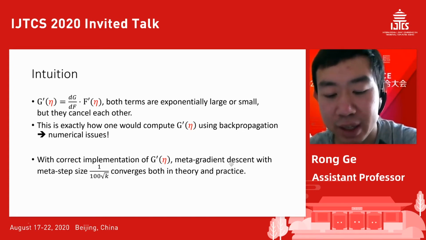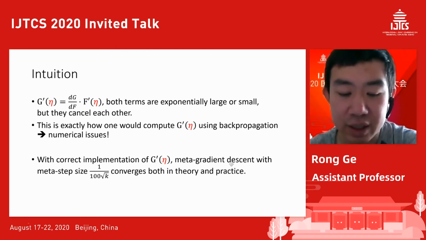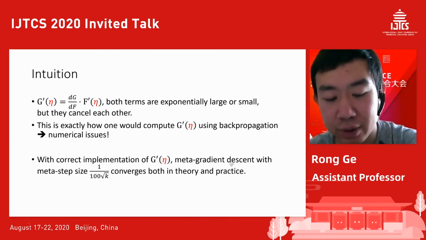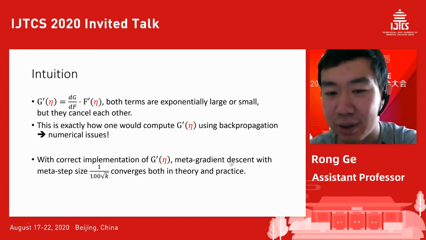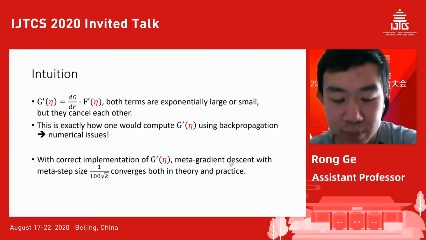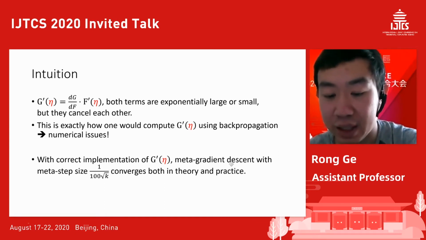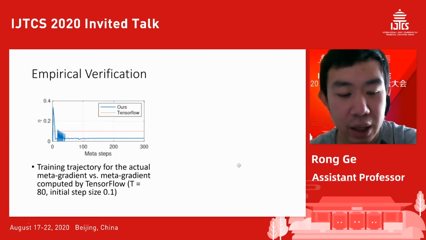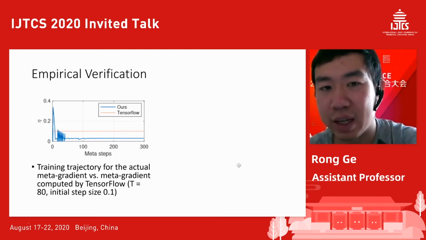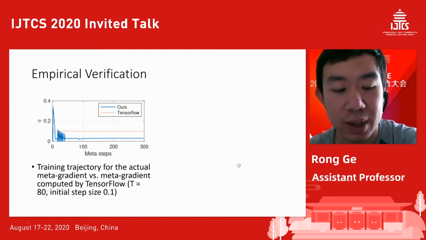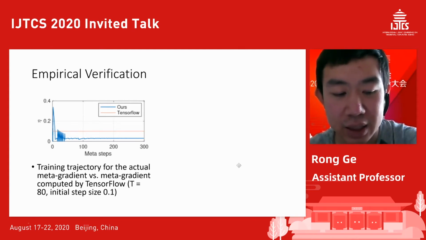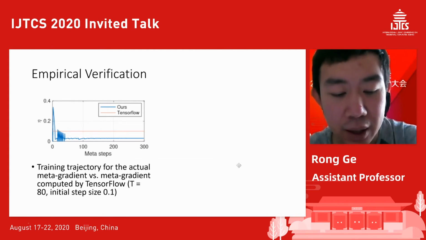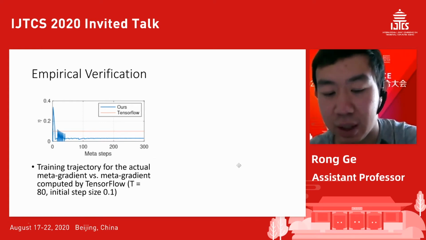So with the correct implementation of this derivative, meta gradient descent with a meta step size of 1/(100√k), of course, this constant 100 does not really matter too much in theory, will converge both in theory and in practice for our simple problem. So here's some empirical verification. This is the training trajectory for meta gradient. The blue curve is if you compute the meta gradient correctly using a closed form formula, then meta gradient descent actually converges to the optimal step size for this particular problem.